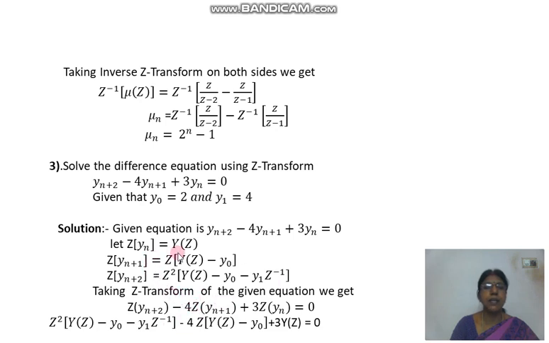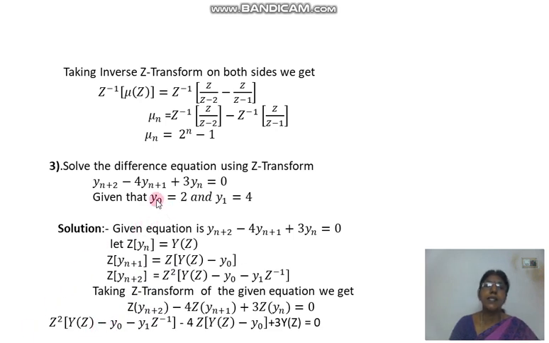What is Z of y_{n+1}? Substitute here: 4 into z into Y of z minus y_0, plus 3 into what is Y of z, and Z transform of y_n is Y of z. Okay, now we see the next step. Before reducing, substitute the conditions. After substituting this formula, in the next step you substitute the given conditions.